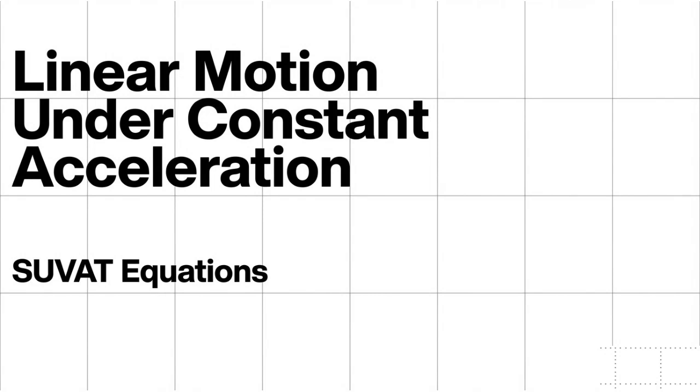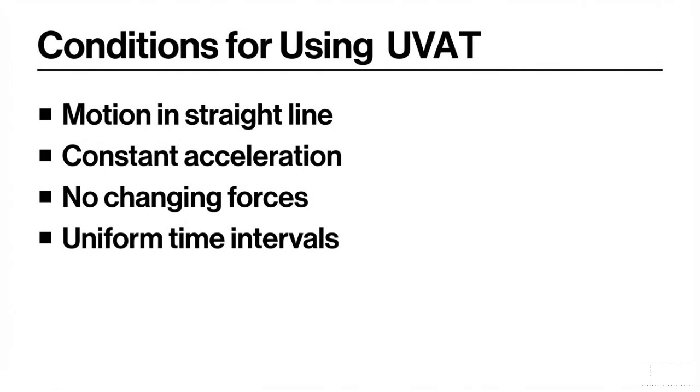Let's get started. To apply SUVAT correctly, we need to make sure a few conditions are met. First, the motion should be in a straight line, meaning the object moves without changing direction. Second, the acceleration must be constant throughout the motion, so it doesn't speed up or slow down irregularly. Third, there can't be any changing forces acting on the object. The forces should be steady to keep the acceleration uniform. Finally, the time intervals we use to analyze the motion need to be uniform, so we look at consistent segments of time. Meeting these conditions helps ensure our calculations and predictions using SUVAT are accurate.